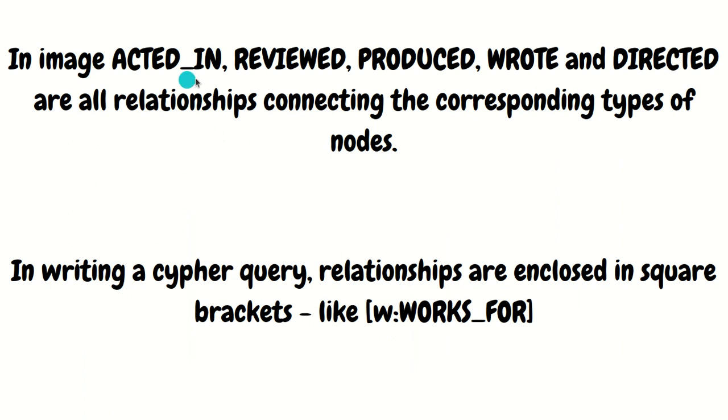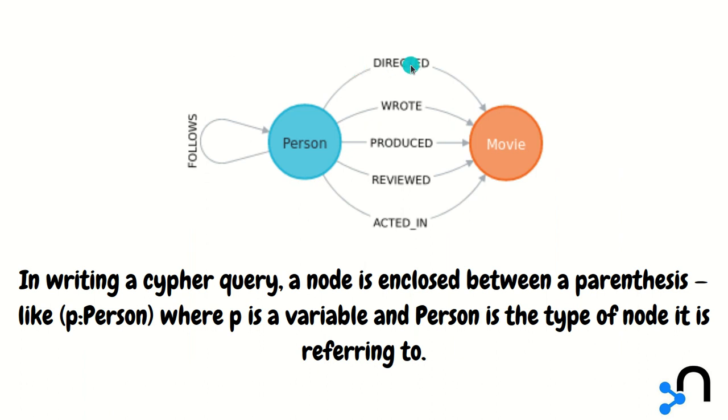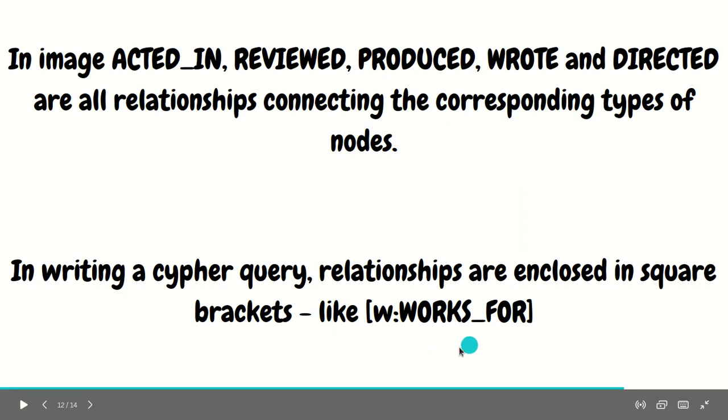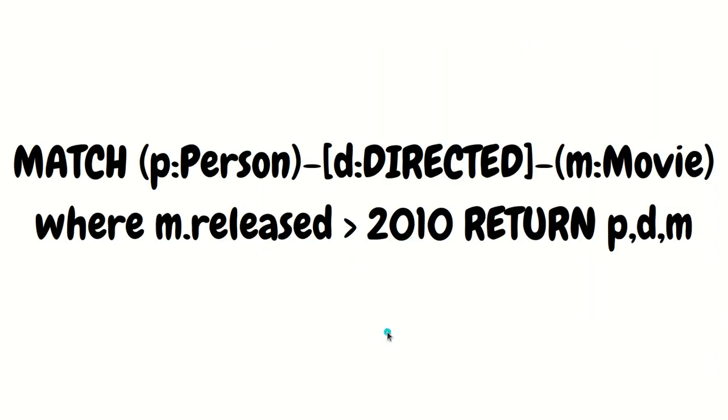So guys, in this image, acted in, reviewed, produced, wrote, and directed are all relationships. That's what I've already told you. Directed, wrote, produced, reviewed, acted in are all the relationships, right? In a Cypher query, the relationships are enclosed in square brackets like this. This is the example I've given here: [w:WORKS_FOR], where w is a variable. So guys, this is how we write a query.